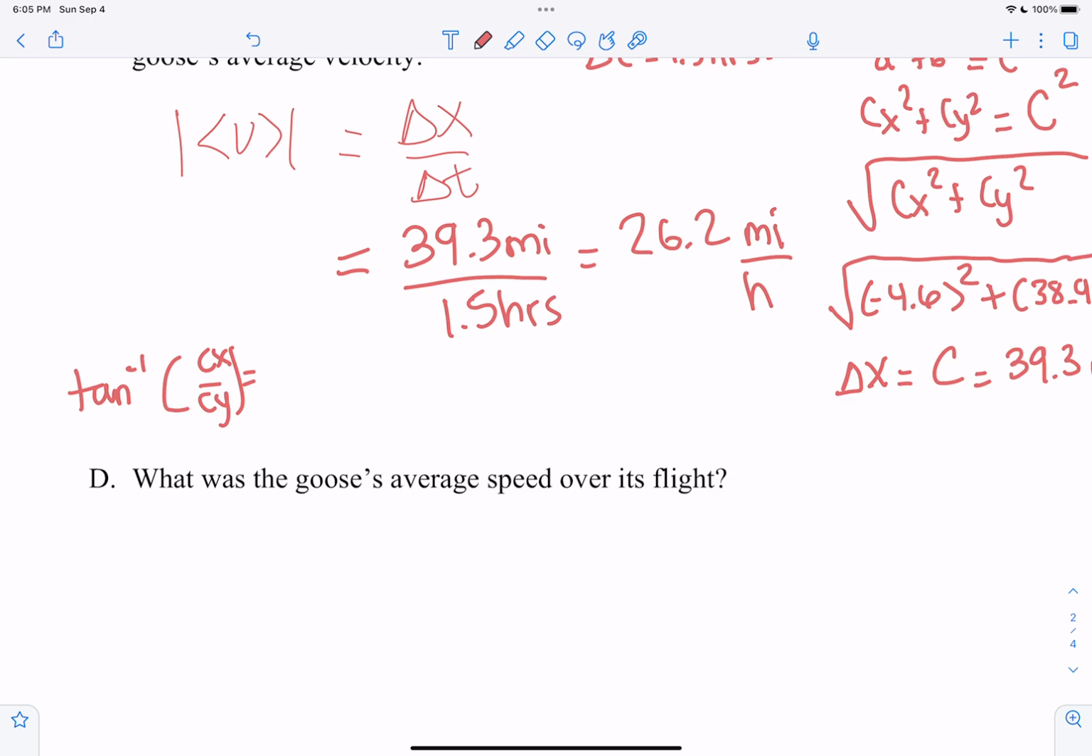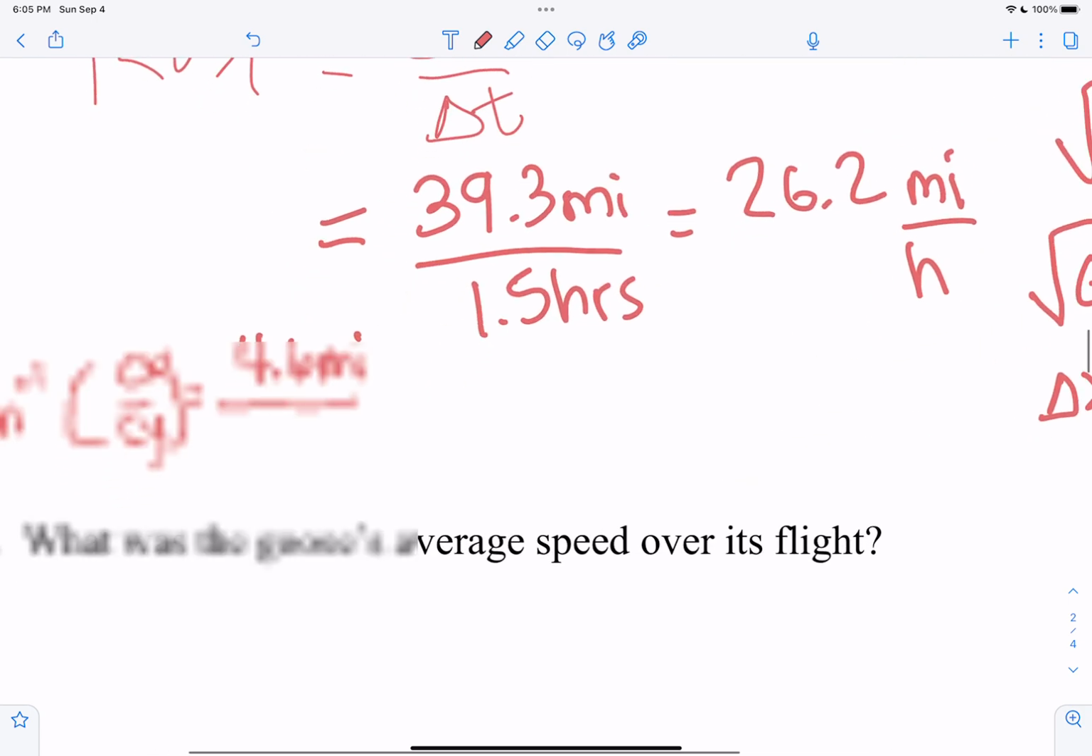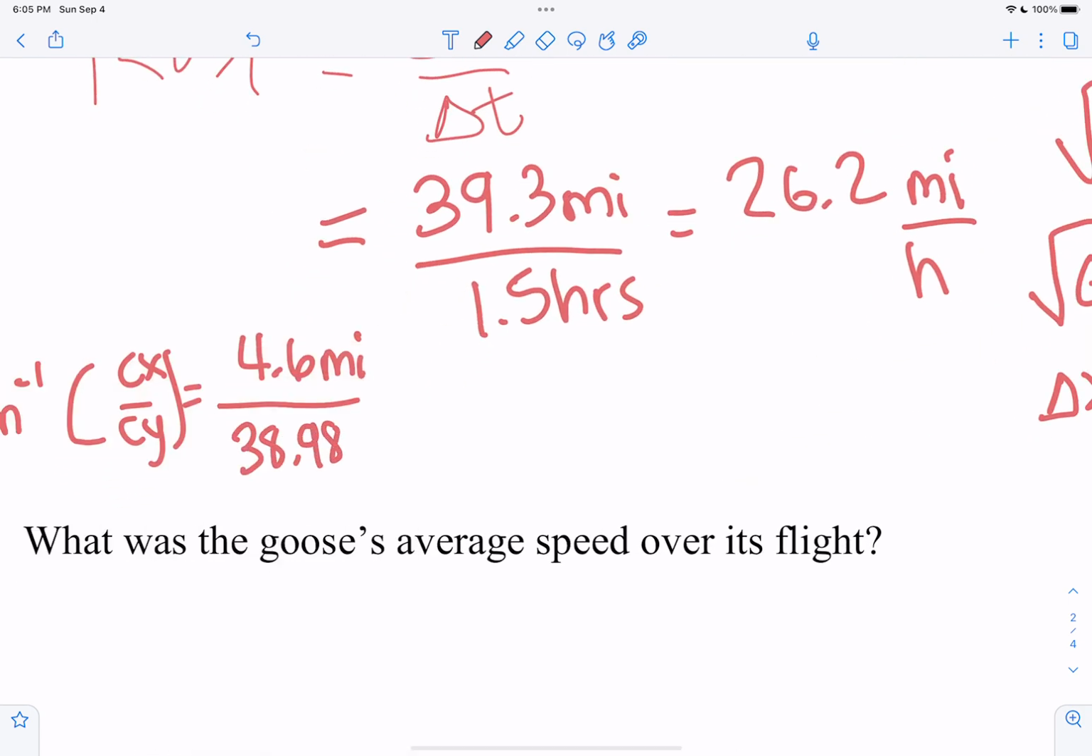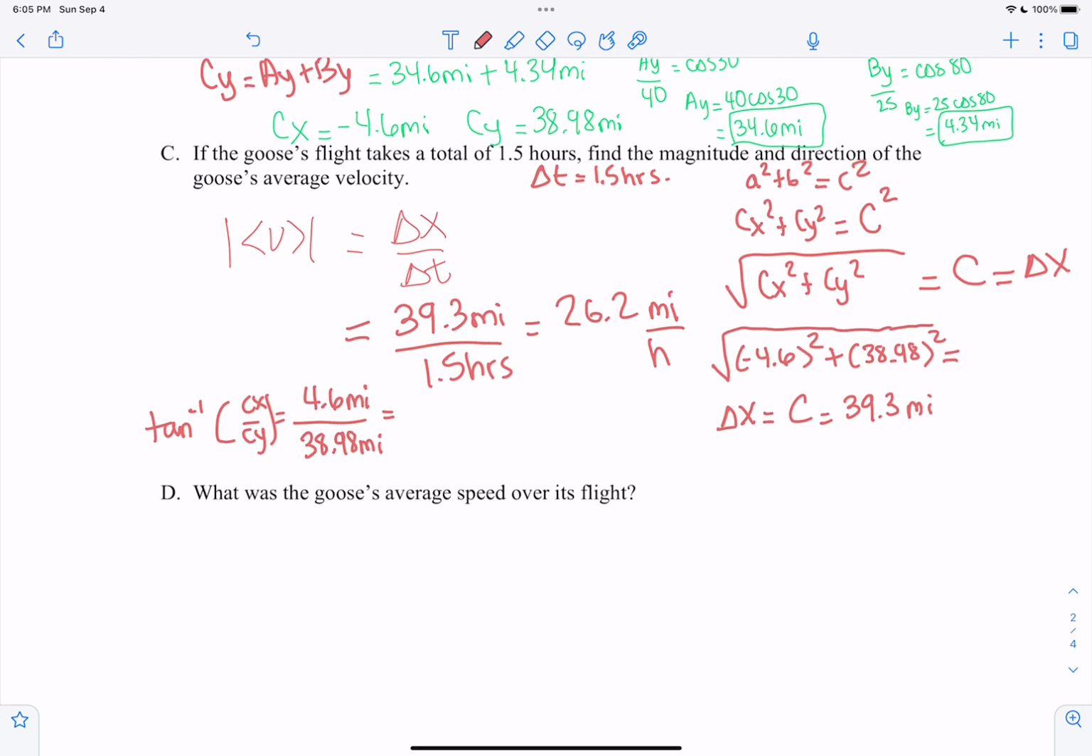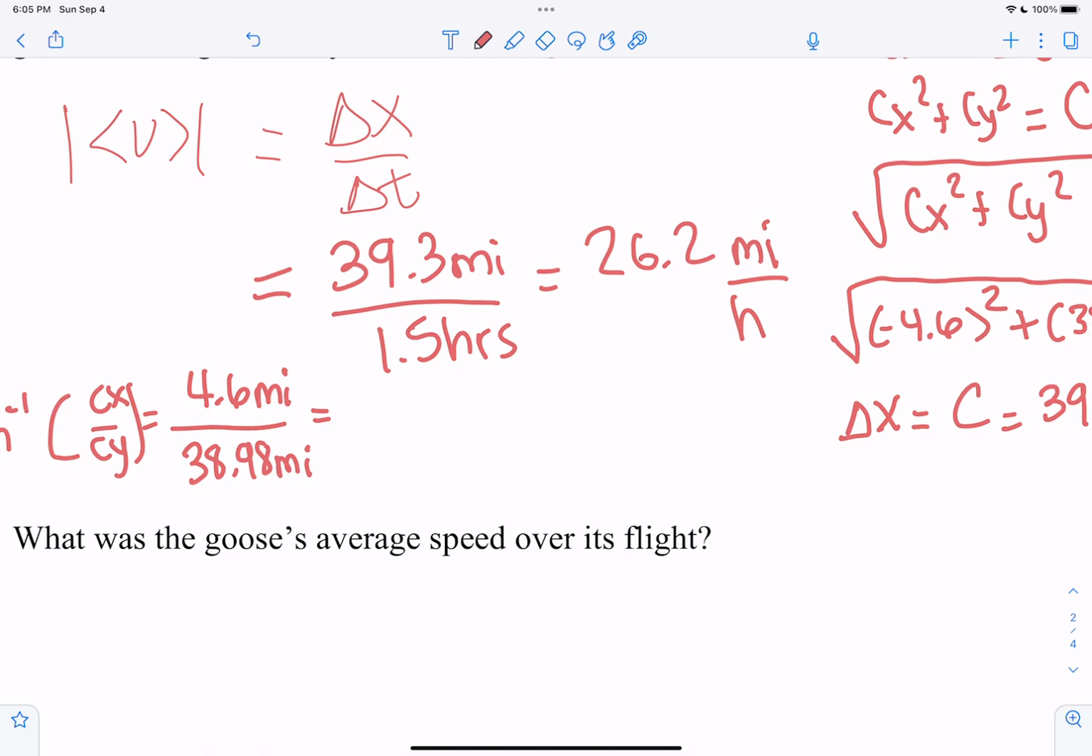I just prefer to have the magnitudes there, because if you have negatives and you try to indicate direction, it'll just mess up the angle that you're going to get. So I just put 4.6 miles for Cx, and for your Cy, you're going to get 38.98 miles, right? I don't have this one calculated out, but I'm just going to subtract from the answer that I have for north of west. You should get around 6.7 degrees west of north.